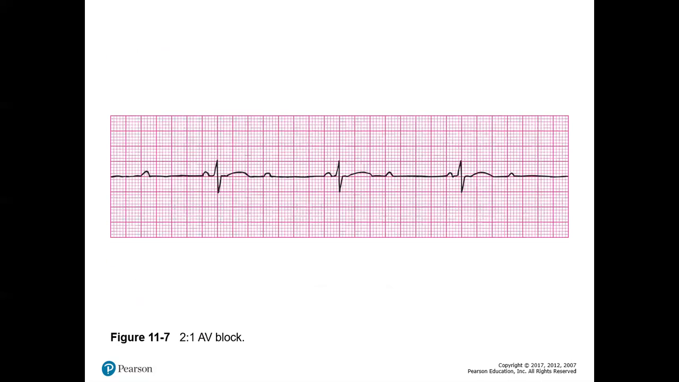Here's an example of your 2-to-1 AV block. Here we see our 2 P waves to our 1 QRS. Again, 2 P waves, 1 QRS.